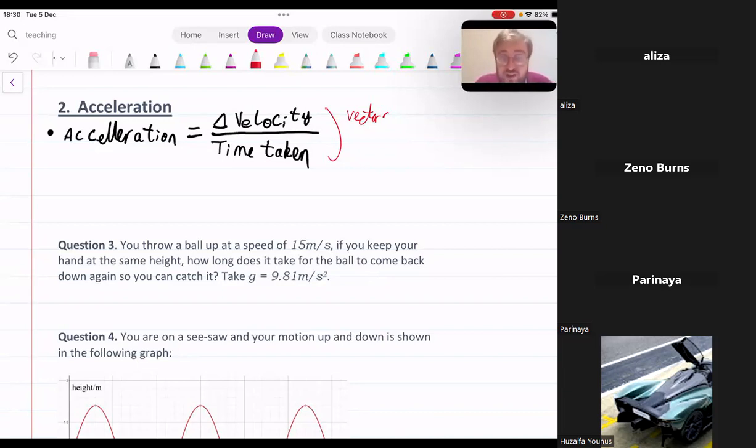So one of the questions is, does acceleration have a direction because it's a vector? Yes, or rather it is a vector because it has a direction.